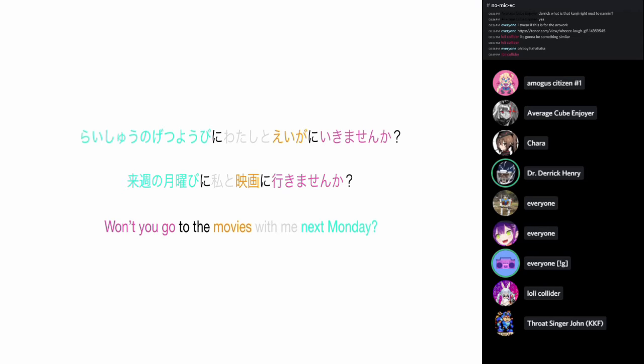So here's an example. It's a big sentence just because I'm cramming in previous things that we've talked about. You might not typically see sentences this complex, but the idea is to revise everything all at once. So, Raishu no getsuyobi ni watashi to eiga ni ikimasen ka?